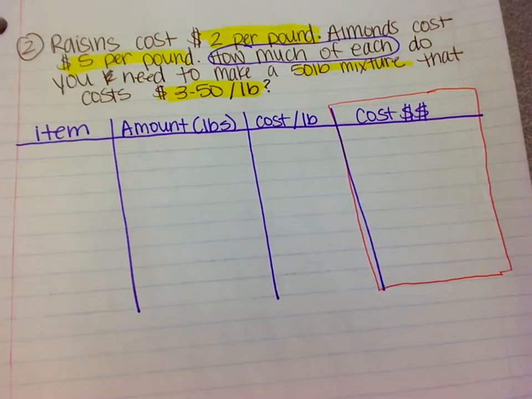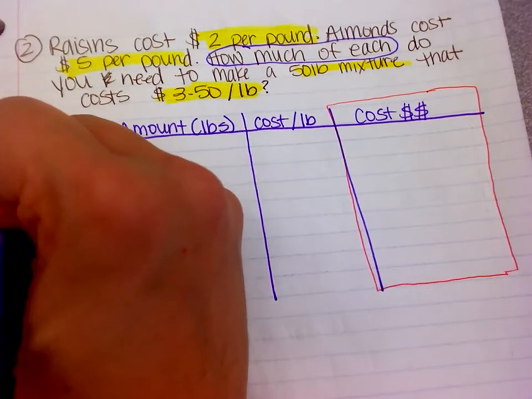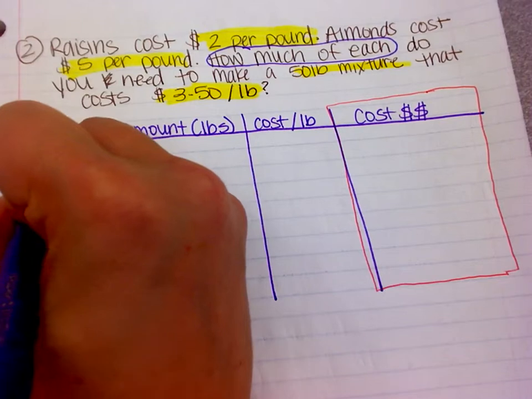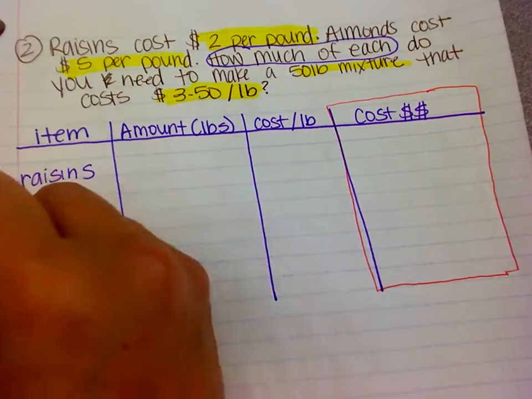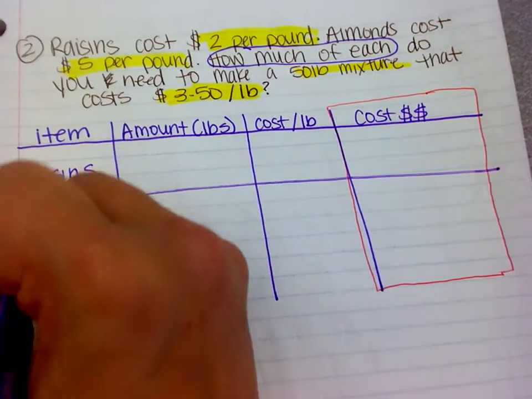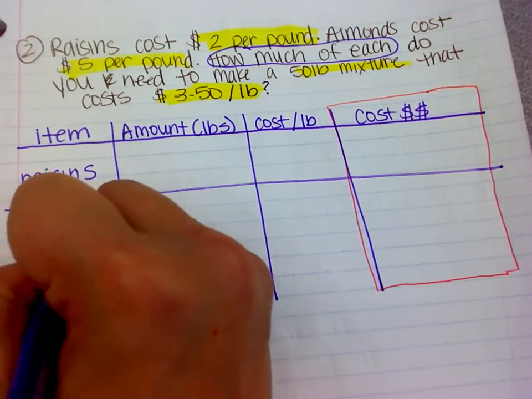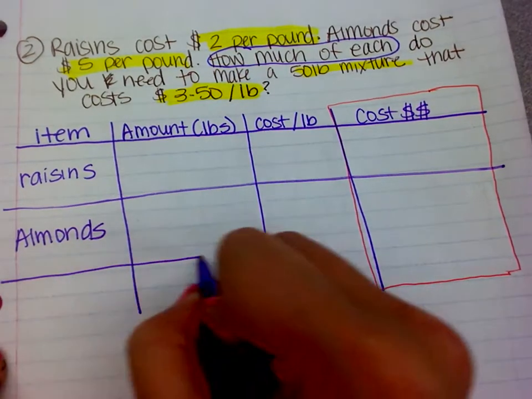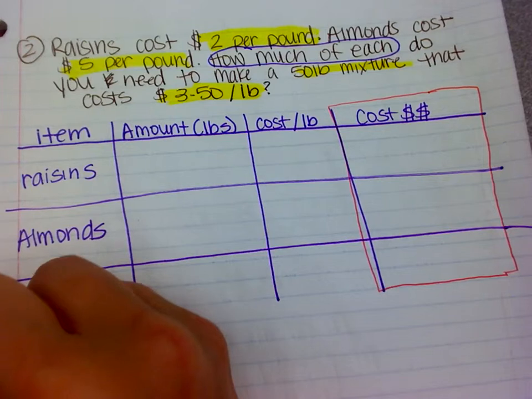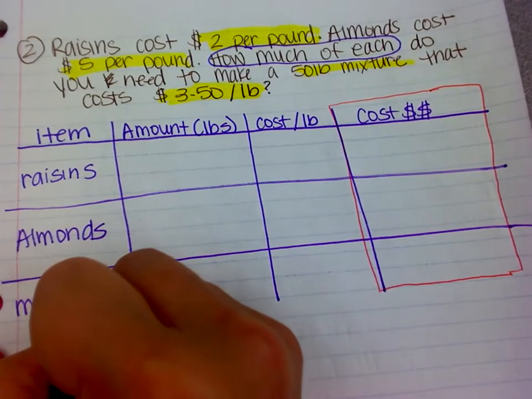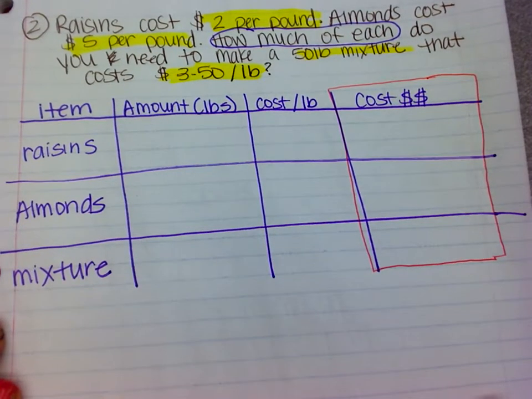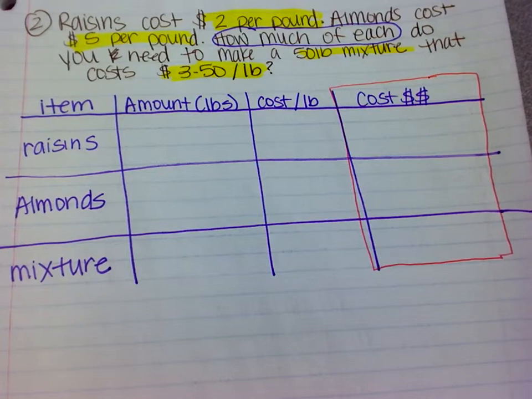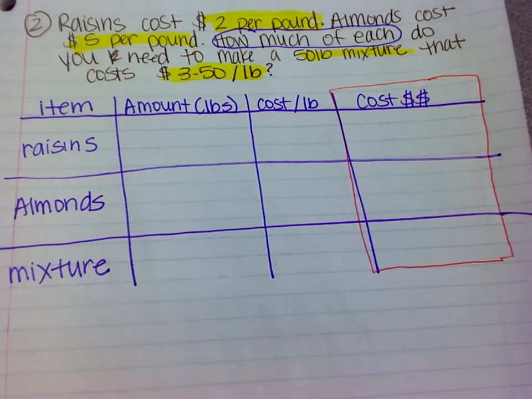Now my items, I have the same items. Kind of lucked out on this one. So I have raisins, I have almonds, and I have my mixture. Okay, raisins, almonds, and my mixture. All right, so we made our chart.